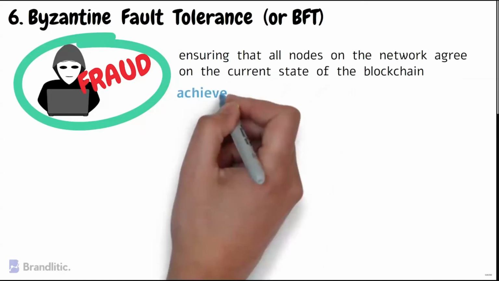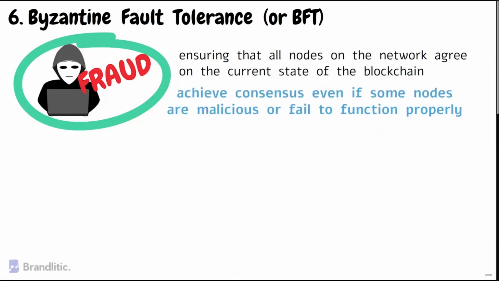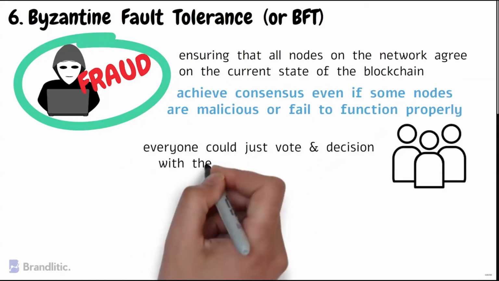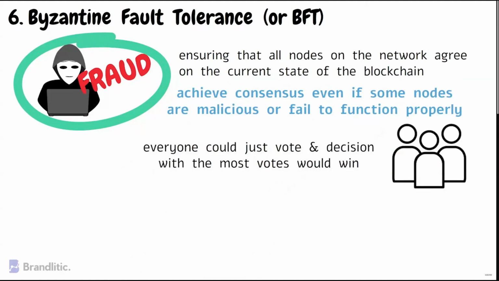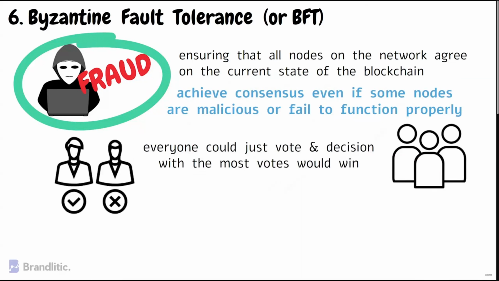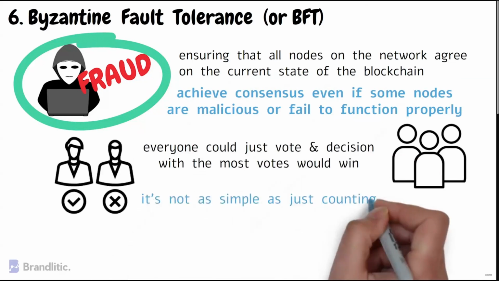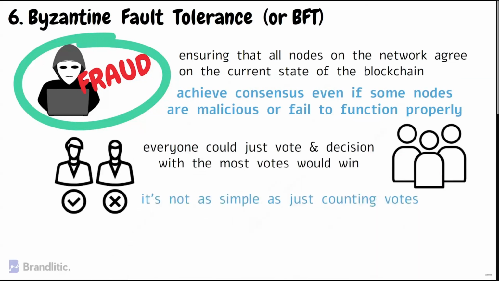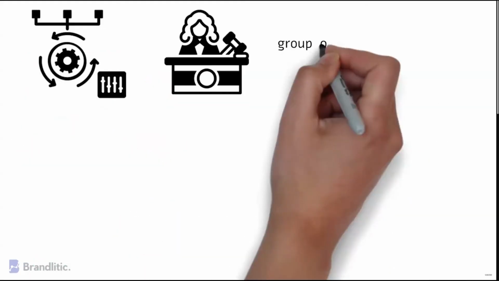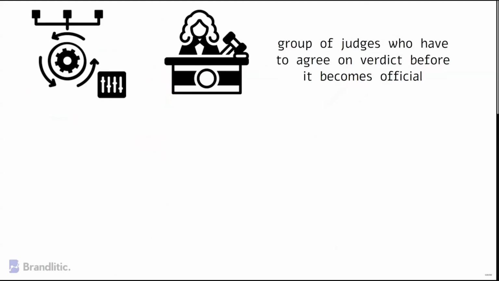Here, the primary goal of BFT is to achieve consensus even if some nodes are malicious or fail to function properly. Think of it like a group of people trying to make a decision together. In a normal situation, everyone could just vote and the decision with the most votes would win. But in a BFT system, some of the people might be lying or giving fake information, so it's not as simple as just counting votes. To solve this problem, BFT uses a system of checks and balances that require multiple nodes to agree on a decision before it's finalized. It's like having a group of judges who all have to agree on a verdict before it becomes official.